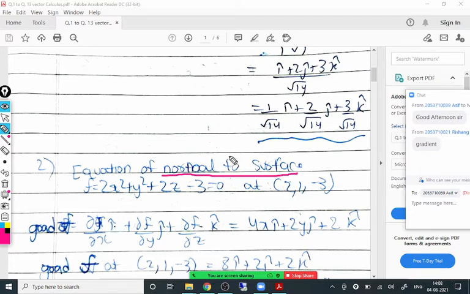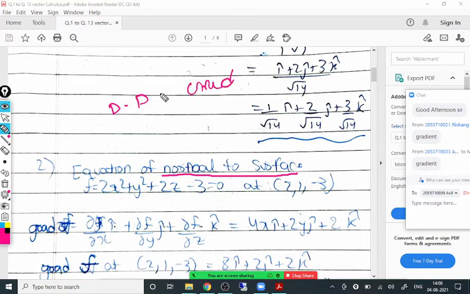Correct, Rishan. So already I told you there are three keywords: normal to the surface, directional derivative, and gradient. So if these three keywords are coming, definitely you have to calculate the gradient only, that is del phi. So that is the first identification.